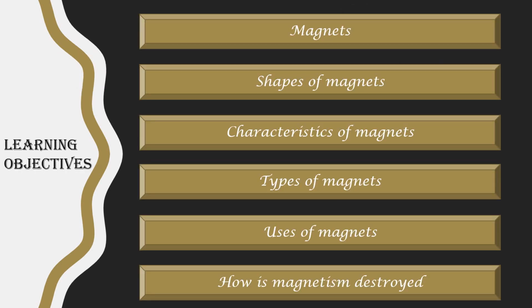Before starting with the chapter, let us see what the learning objectives are. Students, you will be learning about magnets and the shapes of magnets in this chapter. Then you will understand the characteristics of magnets and the different types of magnets. Then the uses of magnets and how magnetism is destroyed.